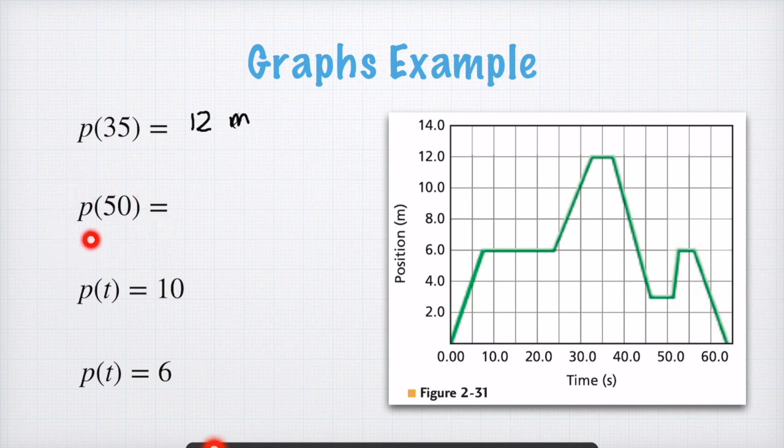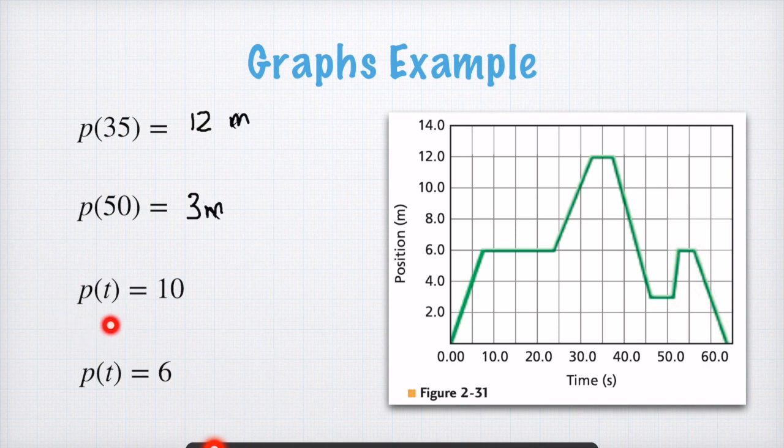Here we're asking for his position when time is equal to 50. So we're going to go over to our time and find when it's equal to 50, and go up and see where he was at. Well, it looks like he was at about 3 meters. So we're going to write that in. His position at 50 seconds was 3 meters. So he was 3 meters into the store.